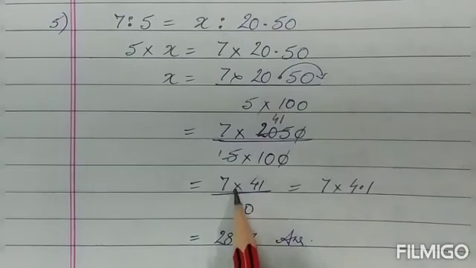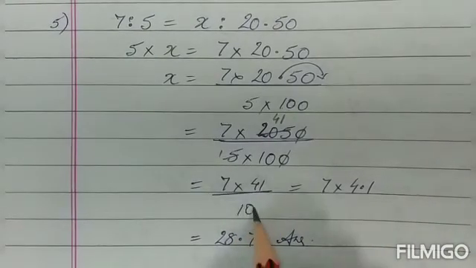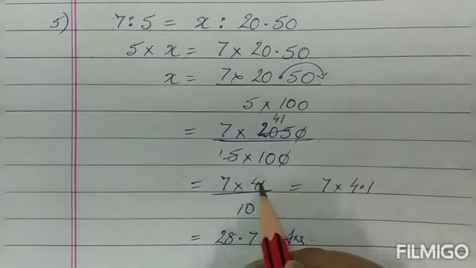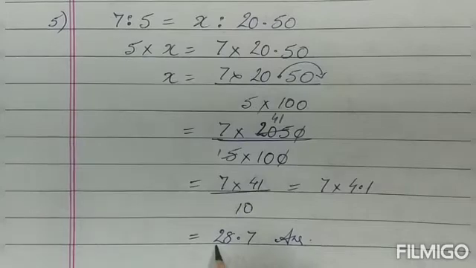Now nothing will get reduced. So 7 into 41 upon 10, children. I want to remove this 10, so the decimal will come over here, so 7 into 4.1, and my answer is 28.7.